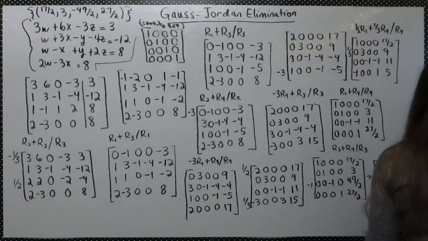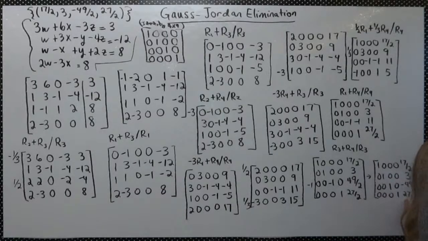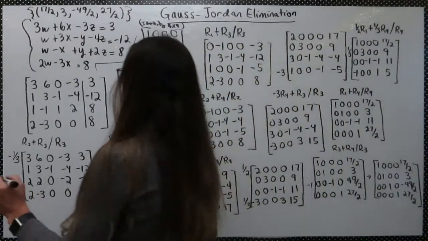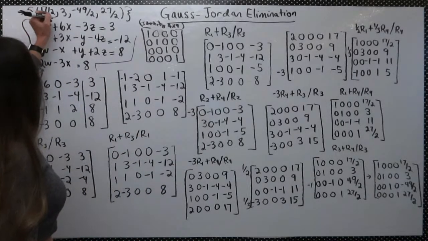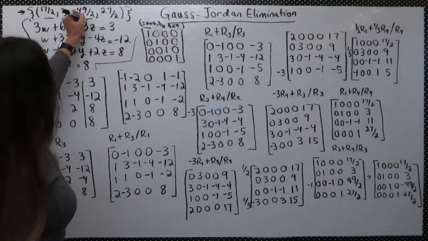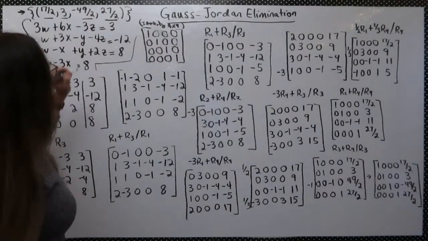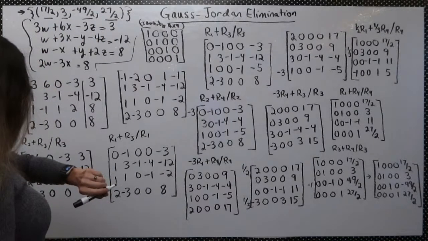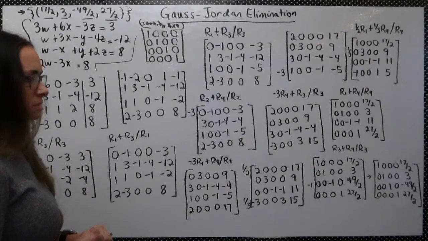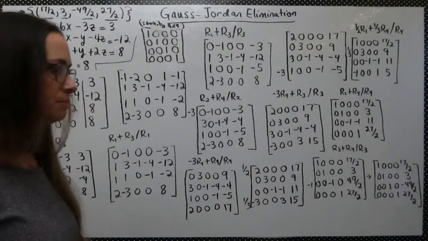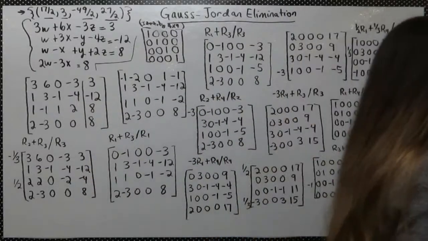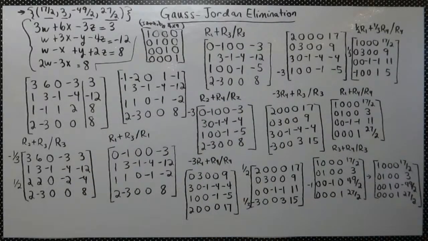Perfect. And so now we just need to make sure that these match. And I think they do. We've got 17 halves, 3, negative 49 halves, and 27 halves. Perfect. All right, and I did that in less than 30 minutes. All right, perfect. So I was able to successfully solve this using the Gauss-Jordan elimination method. So we'll go ahead and stop there.